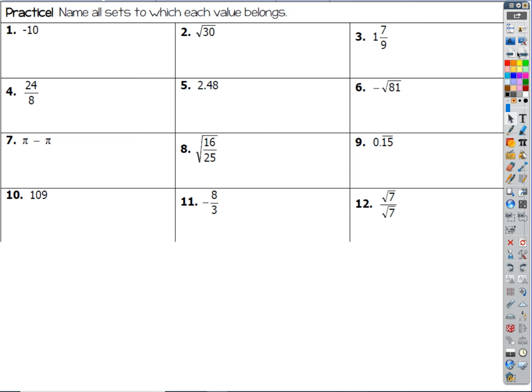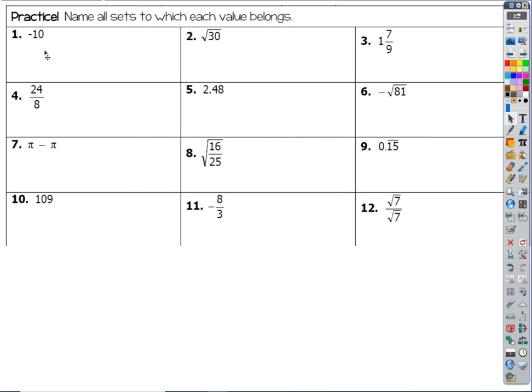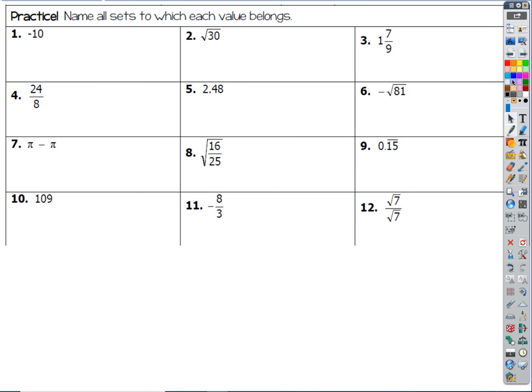Integers would be the smallest set. It's not included in the set of whole numbers or natural numbers, right? So we start with a Z, and if I can write a Z in there, what else am I guaranteed to be able to write? Q, good. If it's an integer, it's guaranteed to be rational, and if it's rational, everything's guaranteed to be real, right? Okay. How about square root of 30?